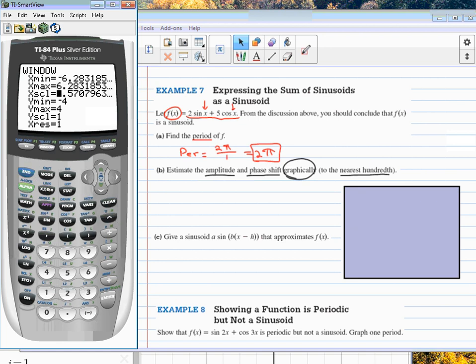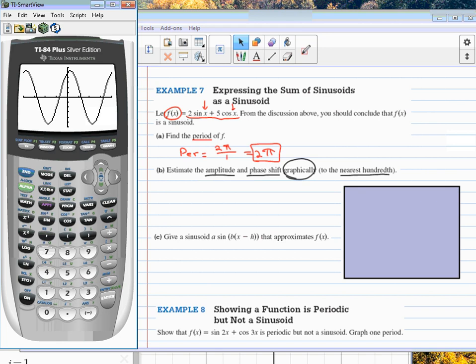Now that scale, 1.57, that's already pi over 2. I'm going to leave it. Now my minimums and maximums, I wasn't tall enough in the y direction. So let's go maybe negative 6 to positive 6. See if that one's big enough. There we go. Looks like we've captured it.